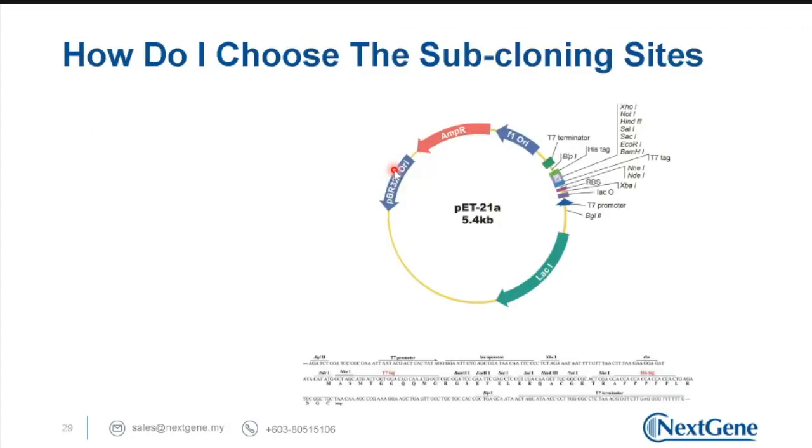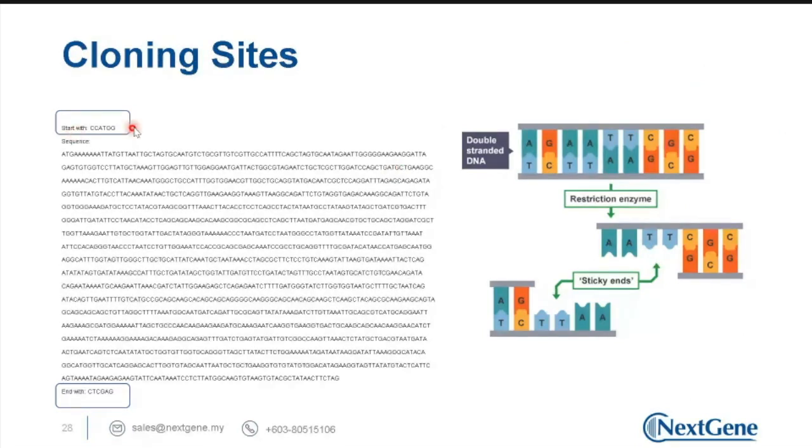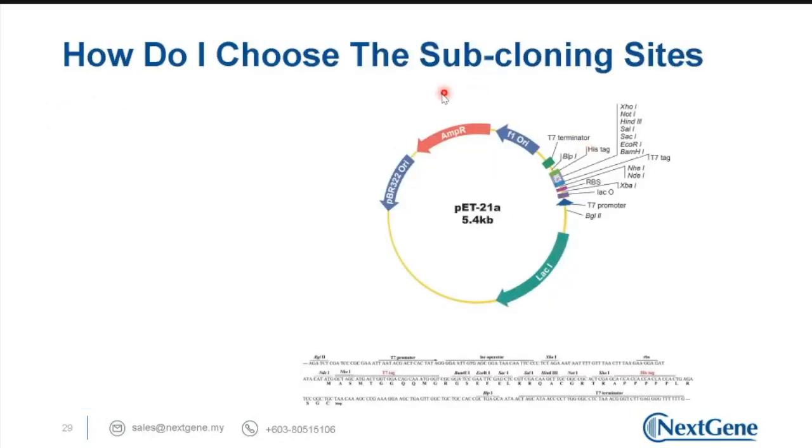Okay. So therefore, in some cases, if the question is, how do I choose the cloning site? Basically, it actually depends on the expression vector. First, we need to select the expression vector, and then we look into the multiple cloning site. So this is the zoom view. Then we will decide which restriction enzyme we want to use, and then excise it, digest it, and then after that, continue with our gene sequence.